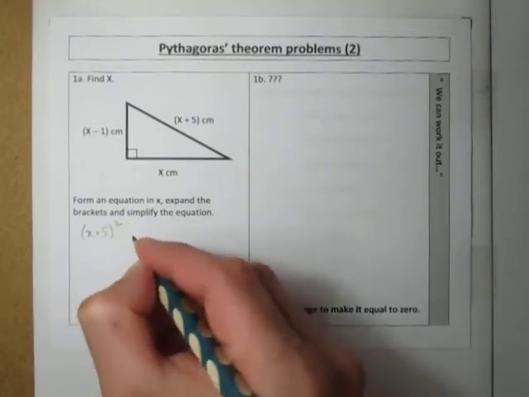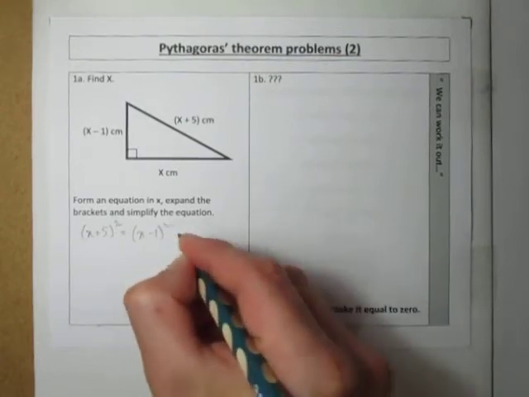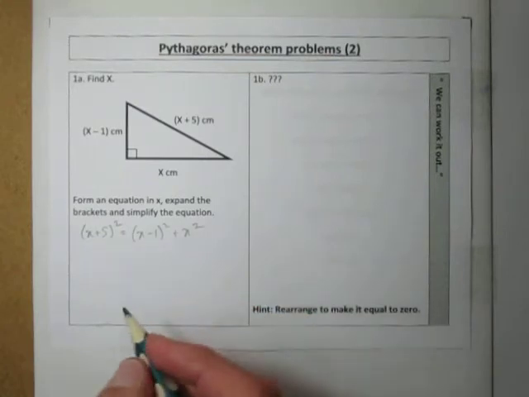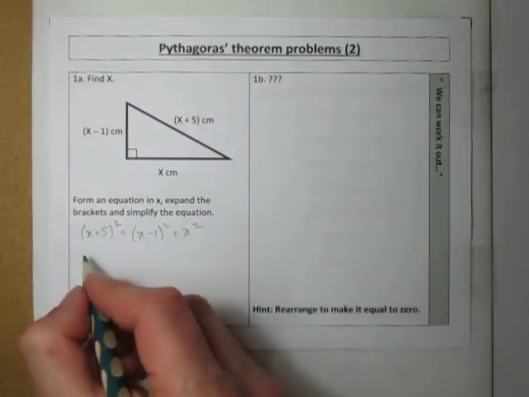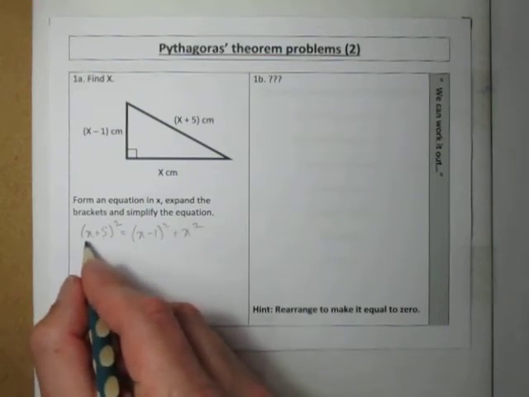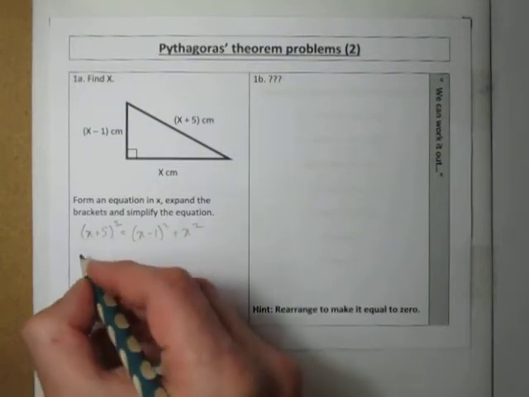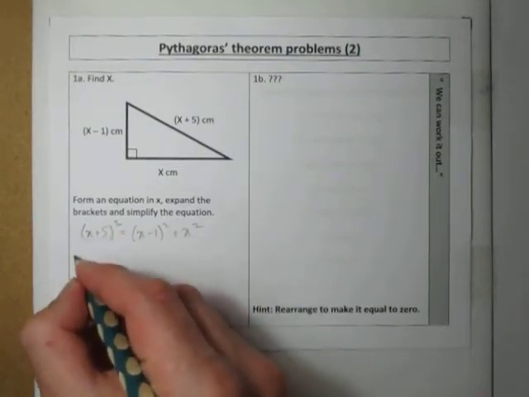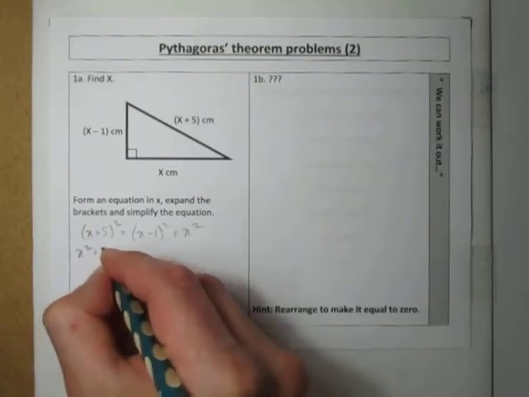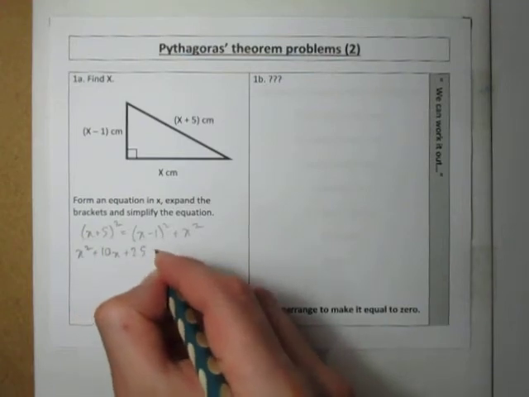x plus 5 squared must be equal to x minus 1 squared plus x squared. We now need to expand those brackets, and once I've expanded these, I'm going to go straight to the simplified version of each expanding bracket. So I know that x plus 5 squared is going to give me x squared. It's going to give me a 5x and a 5x, therefore 10x altogether, and also 25 there.